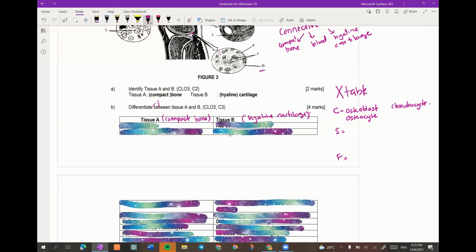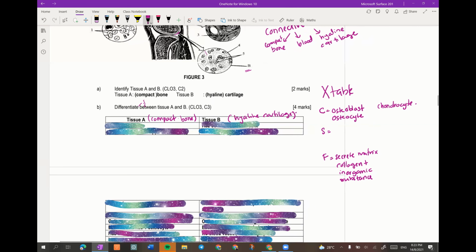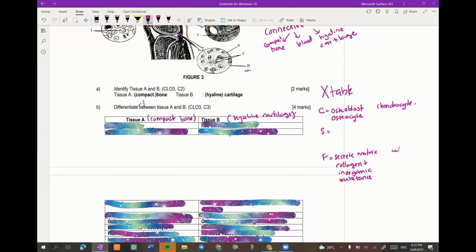Di osteocyte, dia akan secrete matrix. Tapi matrix dia terdiri daripada collagen dan inorganic substance. While untuk yang chondrocyte ni pula, dia pun akan secrete matrix. Tapi matrix dia terdiri daripada collagen dan juga chondroitin sulfate. So in term of the matrix dia, dia terdiri daripada collagen and chondroitin sulfate.